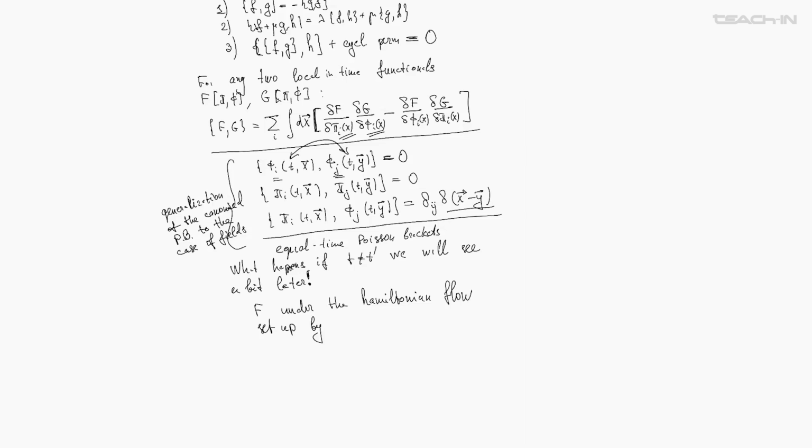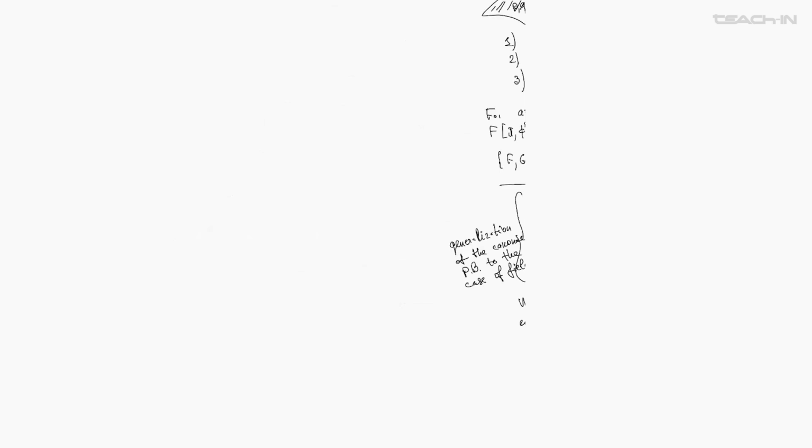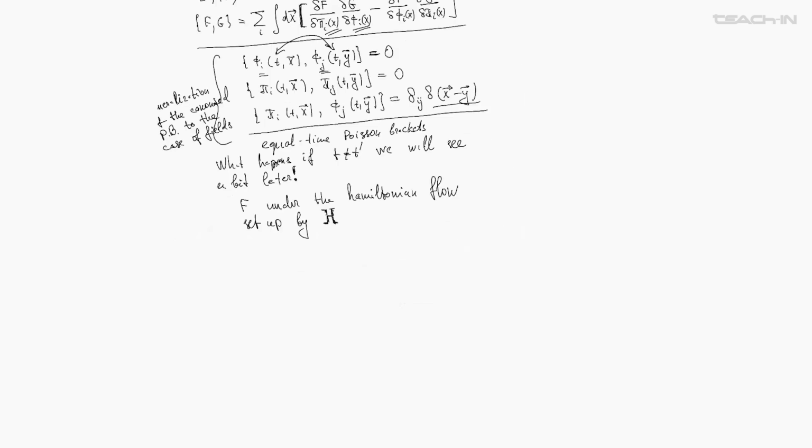So you pick some function on a phase space which you would like to regard as the Hamiltonian, and then the evolution of any function on a phase space can be described by means of the following formula. F dot, the time derivative of any functional under this Hamiltonian flow with Hamiltonian H, is given by the Poisson bracket of the Hamiltonian with F.